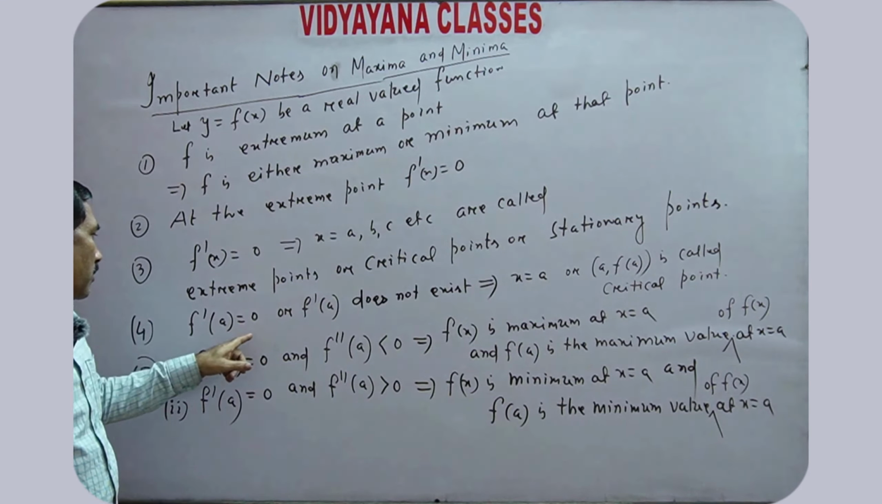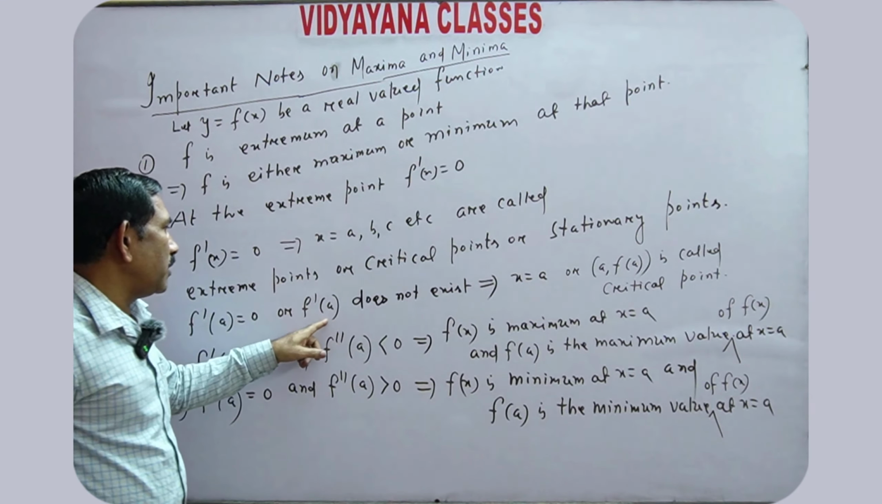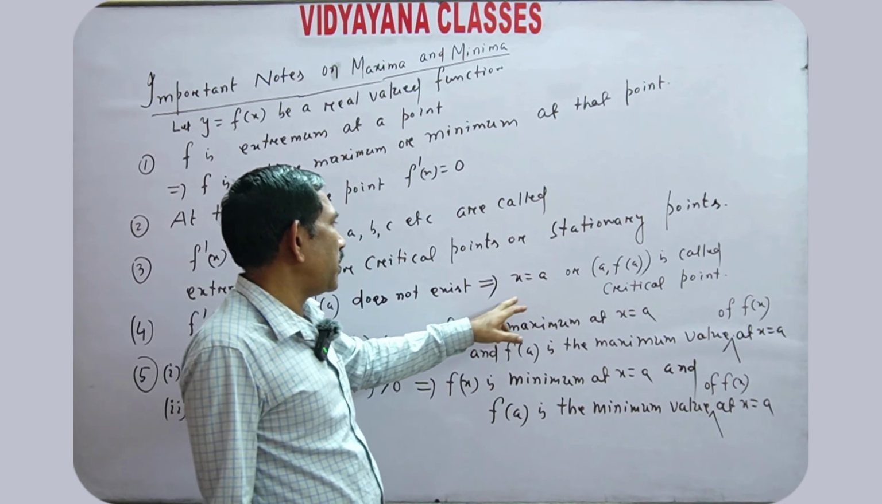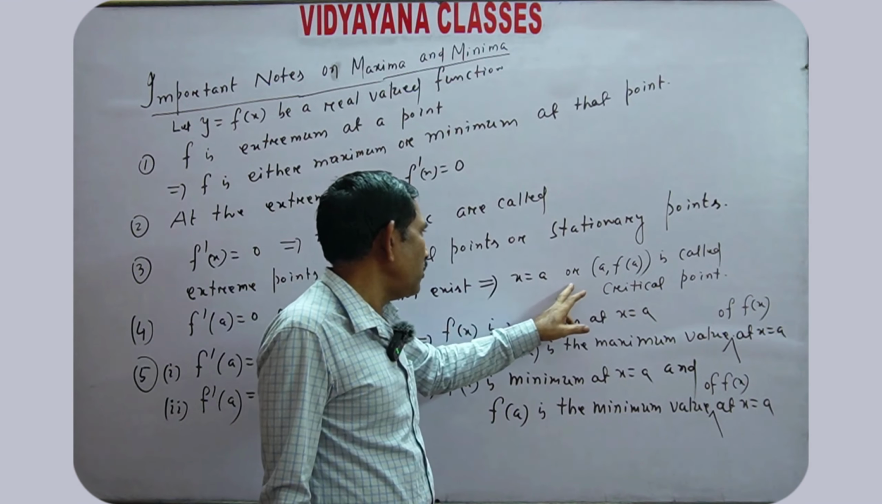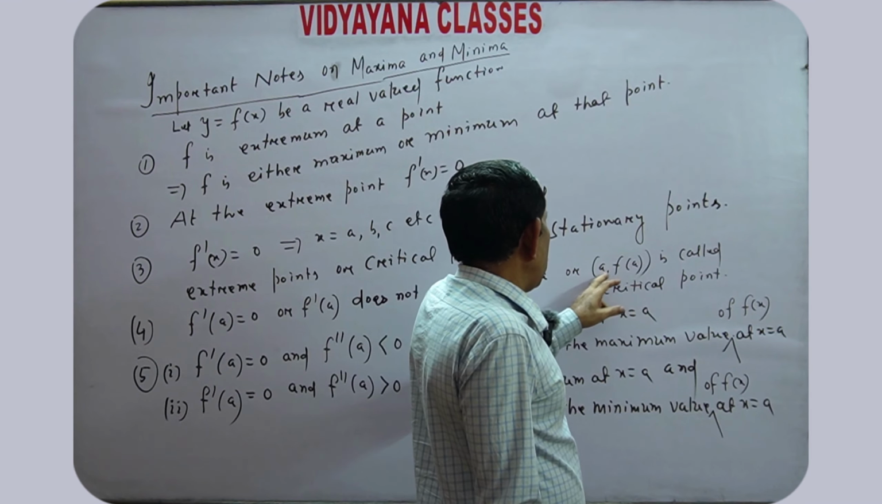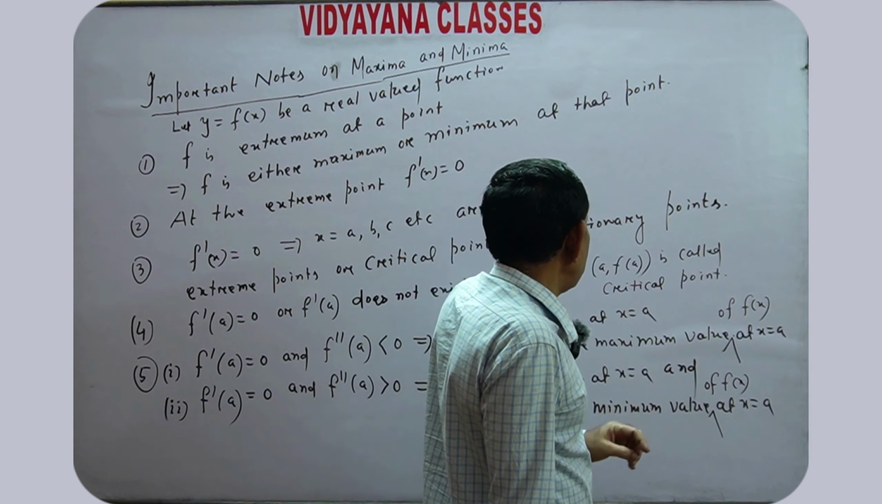f'(a) equal to 0 or f'(a) does not exist implies x equal to a, or f(a), is called critical point.